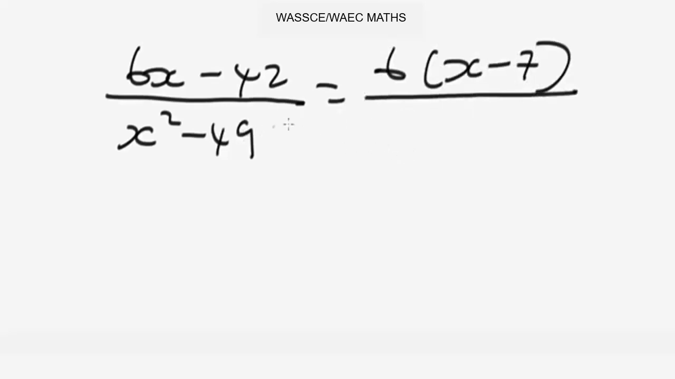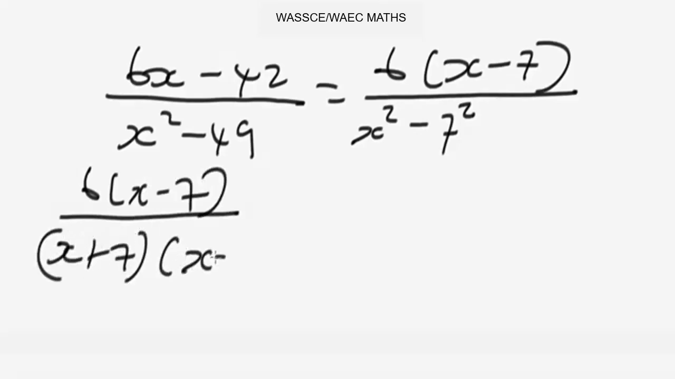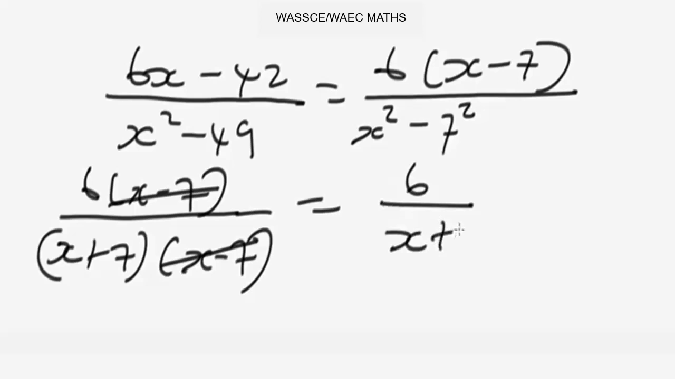Now, when you apply the difference of two squares technique for the denominator, you're going to have x square minus 7 square. So when you break it down more, you're going to have 6 in bracket x minus 7 over x plus 7, x minus 7. Now we have a common factor that can cancel out. This will cancel this, so our final result will be 6 over x plus 7. So that will be the answer to this question. This is basically how you can deal with problems involving factorization for your maths.